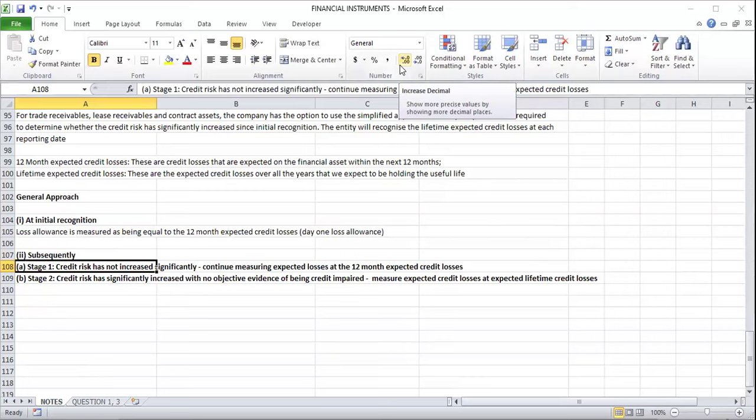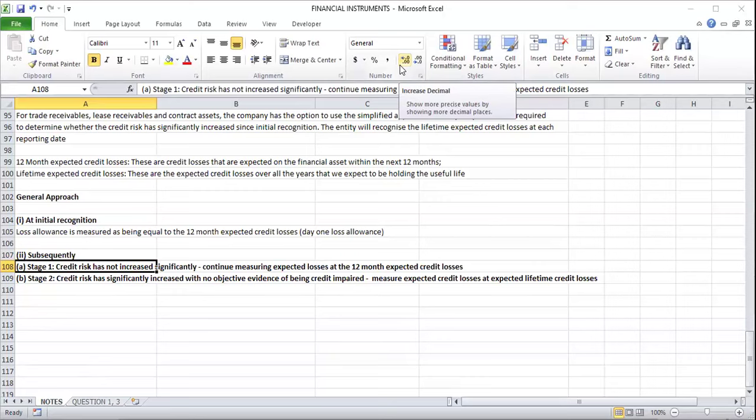If you can see there, I ignored stage 3. Why did I ignore stage 3? Because in this syllabus, we don't deal with stage 3. That's why you see that I've left stage 3 there.